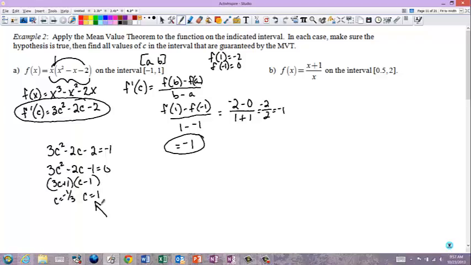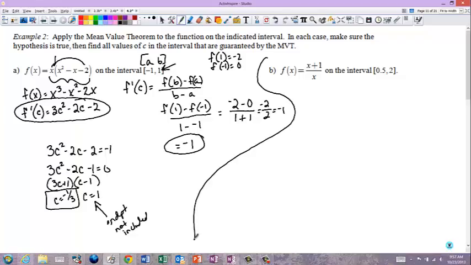This, however, is an endpoint. Okay, so I'm going to throw it away. You can't include your endpoints because it says somewhere on the open interval there's a point c on the open interval. Endpoint not included. So yeah, c equals negative 1/3.